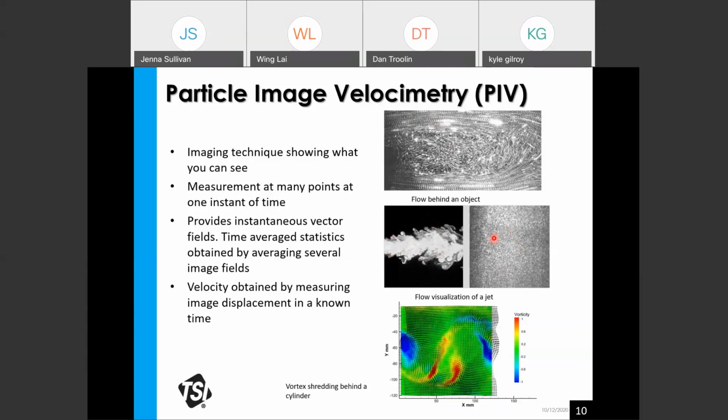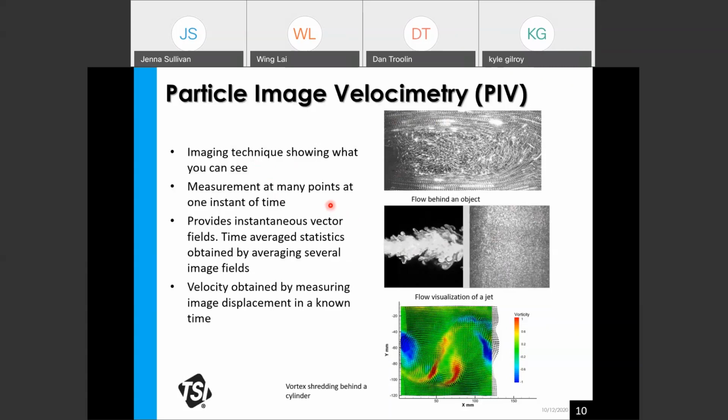If we zoom in a little bit more, we can actually see the individual particles representing the fluid, the flow field. So going back to PIV, PIV is a quantitative technique to show you what you can see. And because you can see the entire flow region, the measurements are actually taking place at many points at one instant of time.